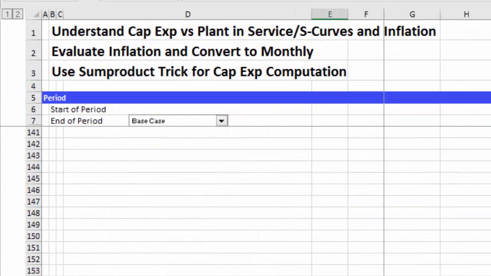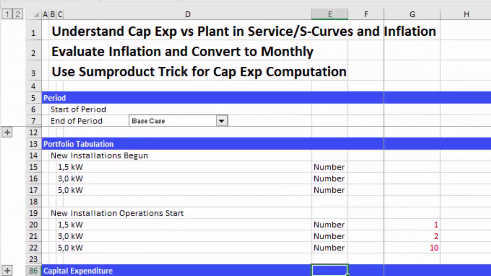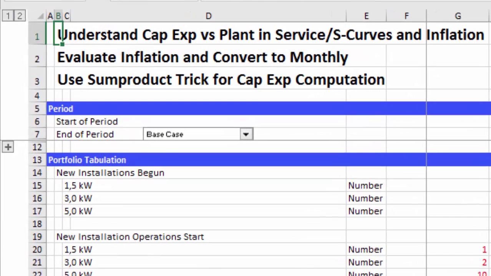Now in the capital expenditure page, I think that one of the keys is this little sum product trick. I want to differentiate between the S curve and inflation, S curves and capital expenditures. Excuse me, I'm just reading this incorrectly. The capital expenditures you spend each month or whatever, and then finally how much you actually put into service, which is the basis for the depreciation.